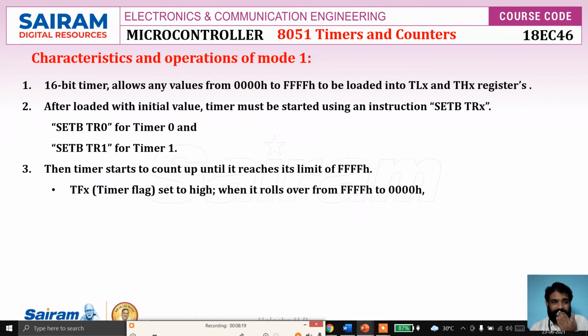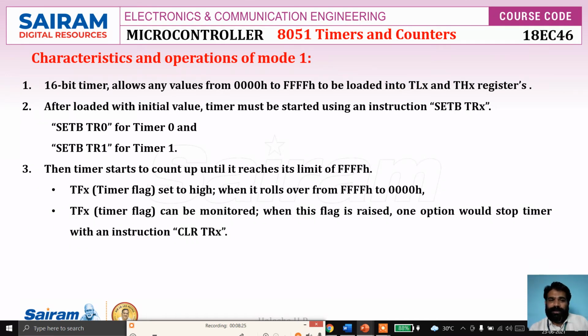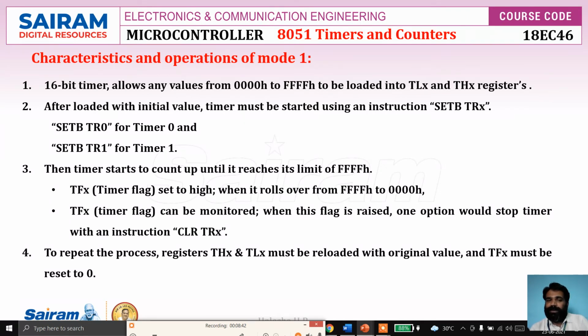And then TFX, the timer flag, is set to 1 when it rolls over from maximum to 0. After that, TFX can be monitored to see when it is raised. When the flag is raised, one option would be to stop the timer. You can stop the timer using the instruction CLR TRX. Otherwise, to repeat the process, the registers THX and TLX must be reloaded with the original value, and TFX must be reset to 0. That means it should go back to where we loaded the initial value, that is step 2. This is the characteristics and operation of mode 1.